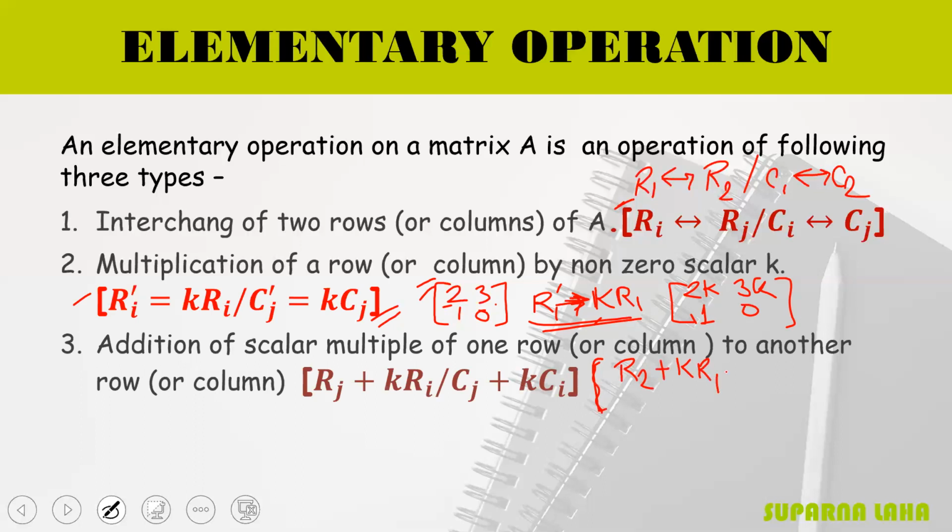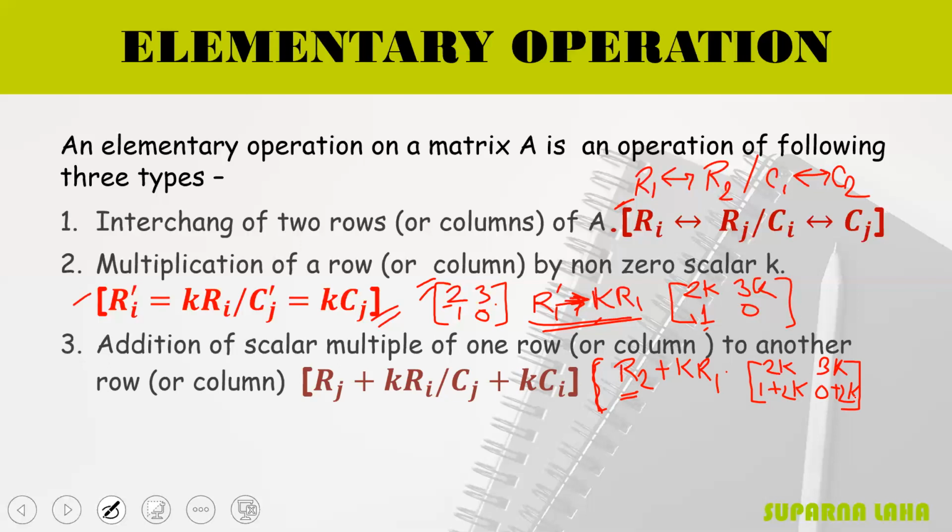So after applying it, you will find this matrix is given by: since we will apply on r2 and r1 remains the same, this remains the same, 2k 3k. Apply in r2. So r2 plus k r1, that is 1 plus 2k and 0 plus 2k. This is the third type.